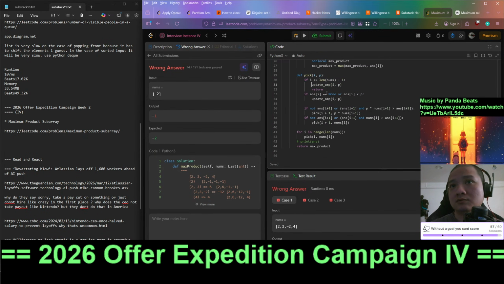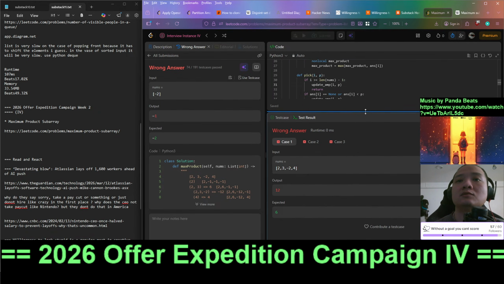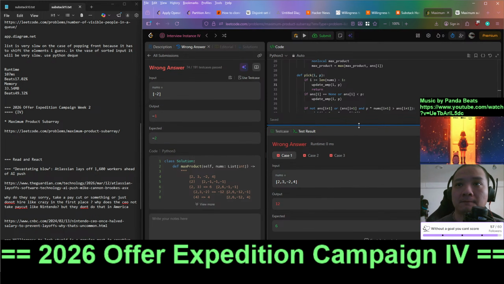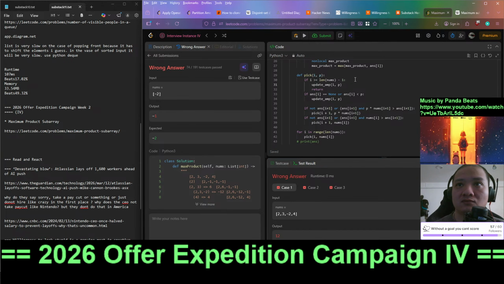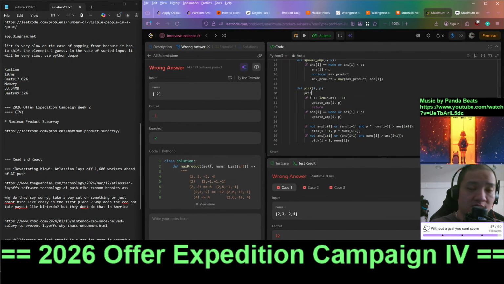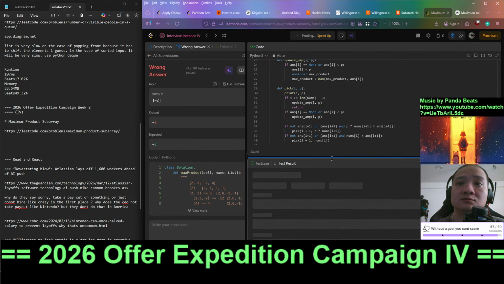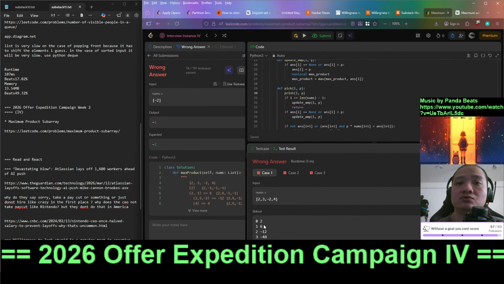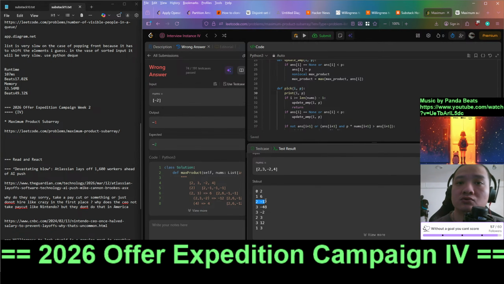why is this wrong? We got 12 instead. Why? Which one makes it 12? So we got 2, 6, negative 12, right? Oh. Okay, so let's see. Let's print the stuff that we pick, right? And see. Okay, 0, 2, 1, 6, good. 2 is negative 12, 3 to 6, negative 12, negative 48, okay.